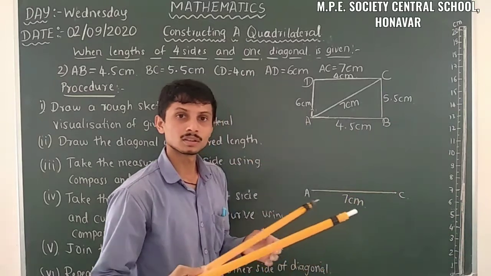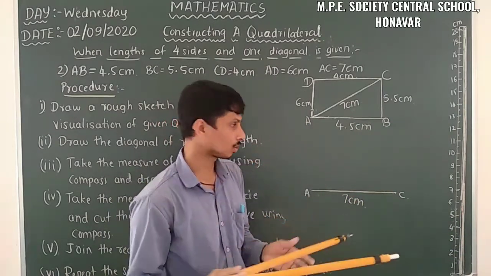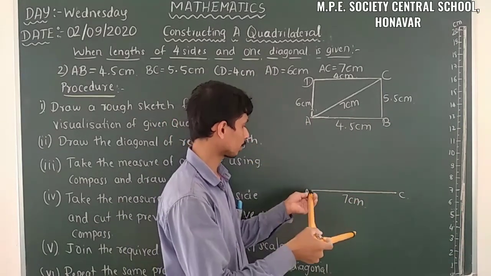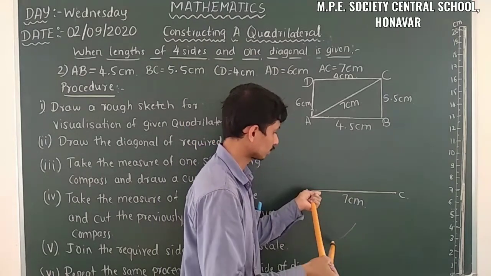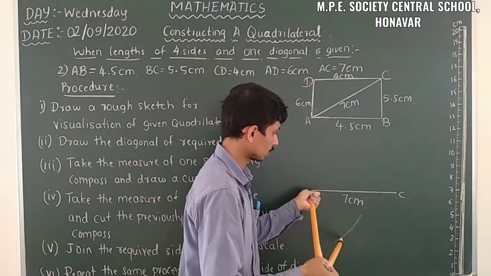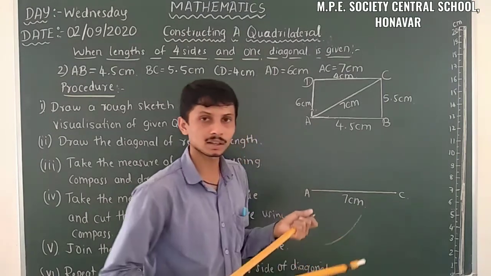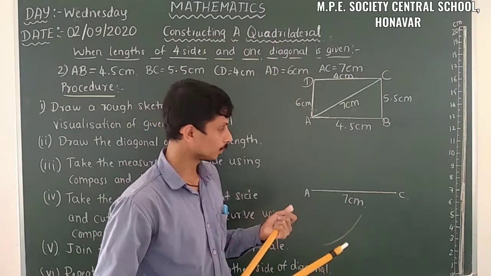Then locate the compass on A, and then draw a curve here. Draw the curve here. So it's below the diagonal. Just be careful.